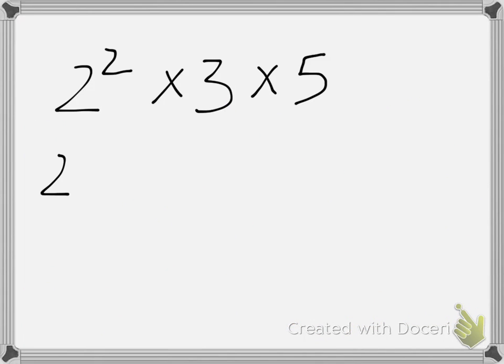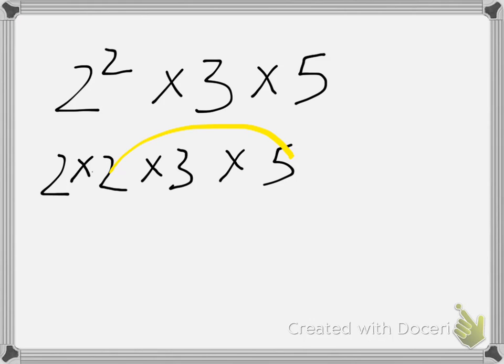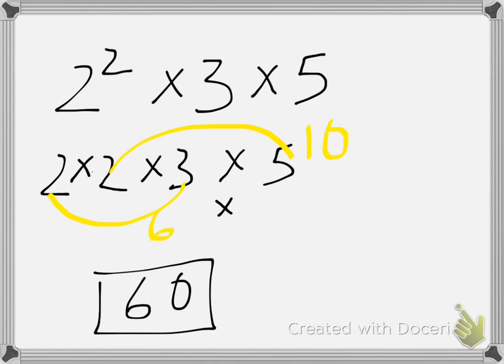So 2 squared is 2 times 2. Once again, 2 written 2 times, times 3 times 5. We can use the associative property to go ahead and put 2 and 5 together to make 10, and 3 and 2 together to make 6. So 6 times 10 is going to equal 60. So 60 is going to be our least common denominator.